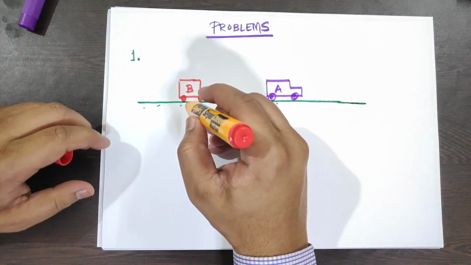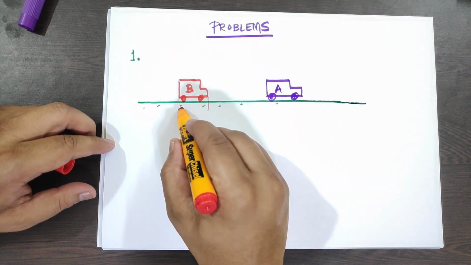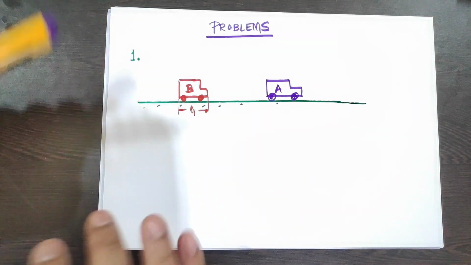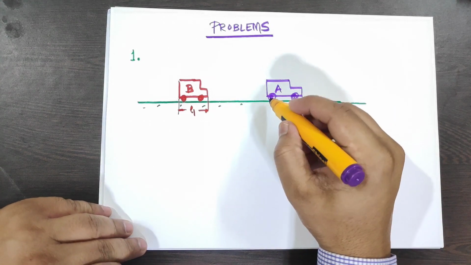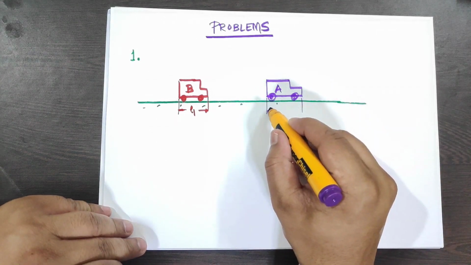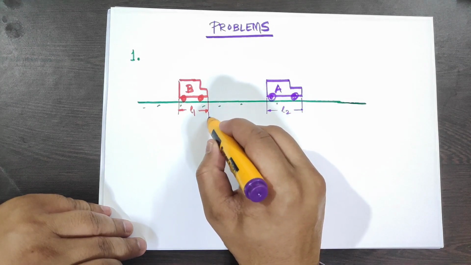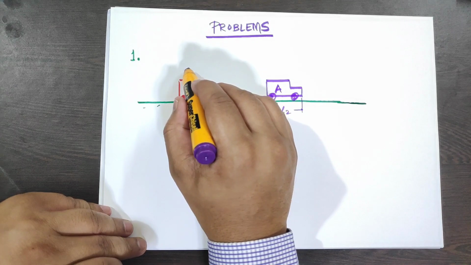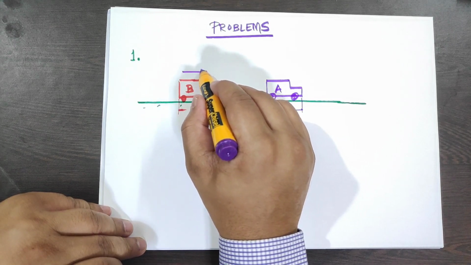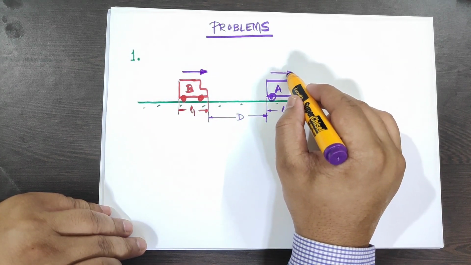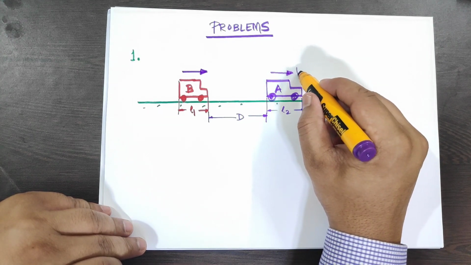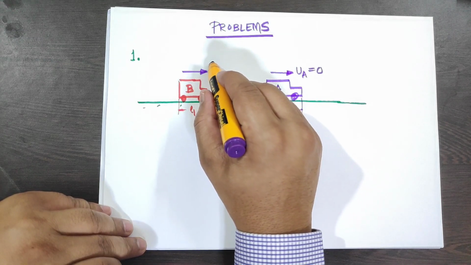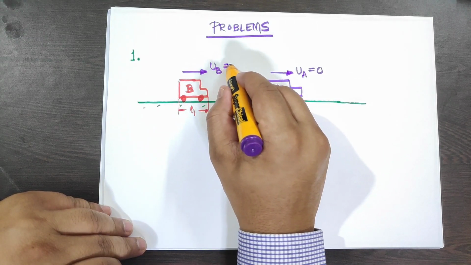Now the length of the cars is also given. So this is L1, and the length of the car B is given as L2. And here the distance between the cars at this moment is given as d, and they have velocities. Say at this moment, velocity of car A is equal to 0 and velocity of car B is equal to u.